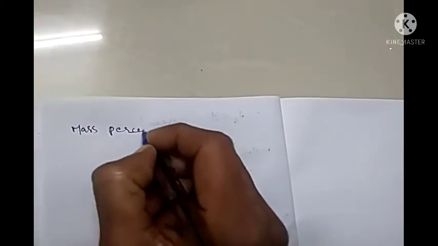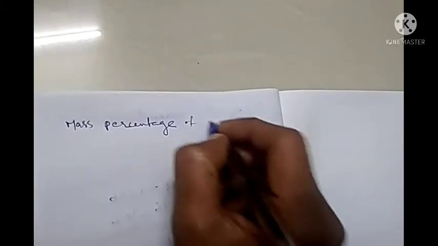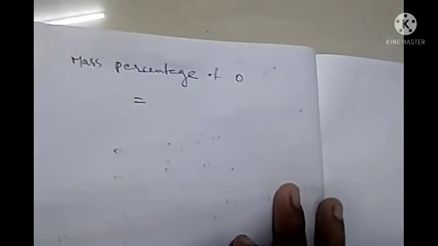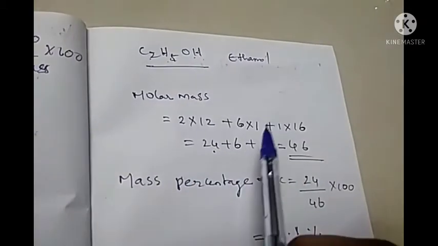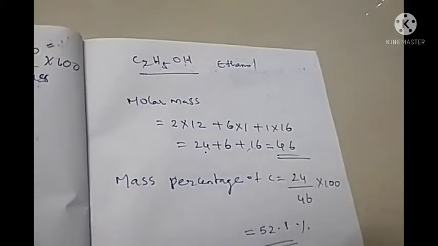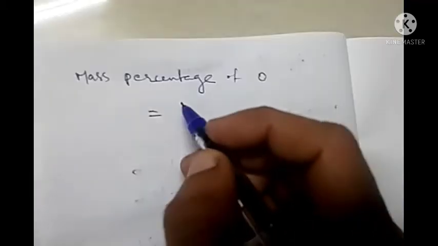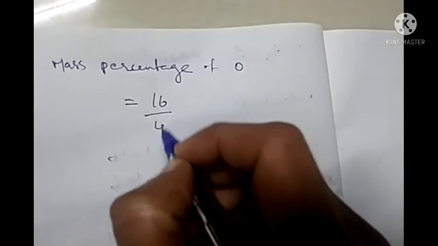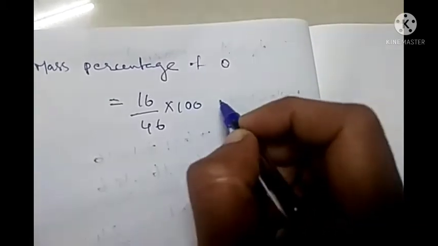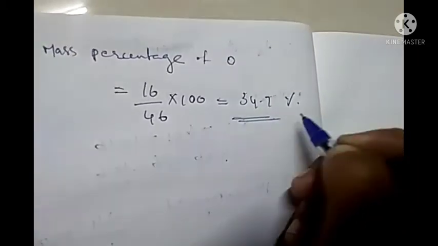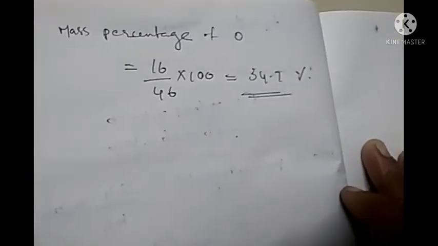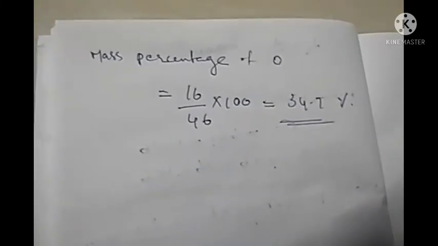Now the next one is the mass percentage of oxygen in that compound. That is equal to mass of oxygen in that compound divided by its molar mass into 100. And what is the mass of oxygen? In ethanol only one oxygen atom is there, so its mass is 16 and molar mass is 46. So the mass of oxygen is 16 divided by molar mass 46 into 100. When we simplify, we get the answer 34.7%. So these are the mass percentages of the elements present in ethanol.